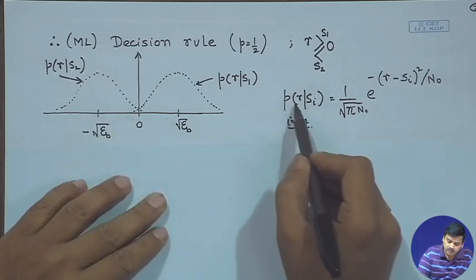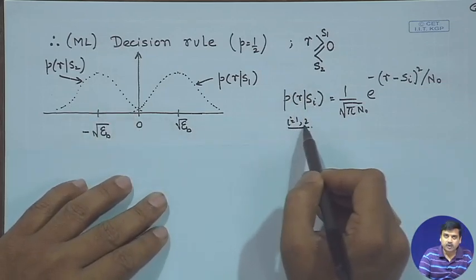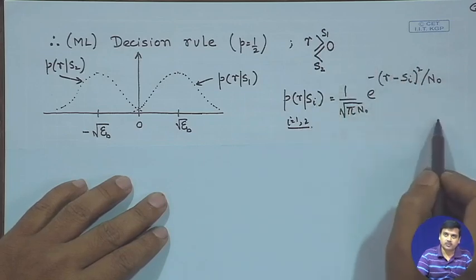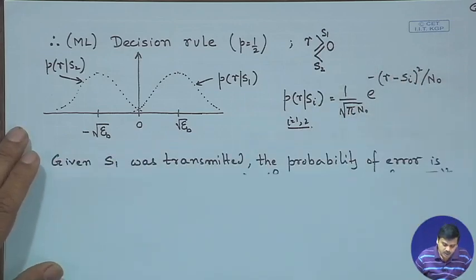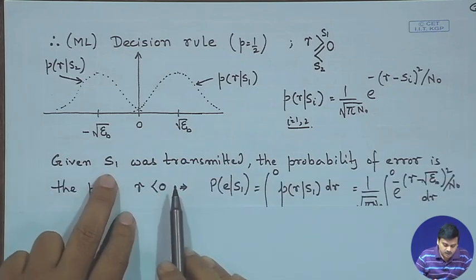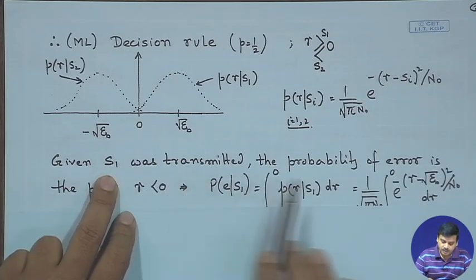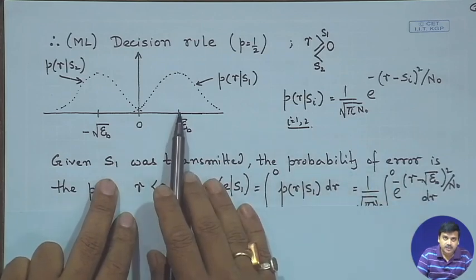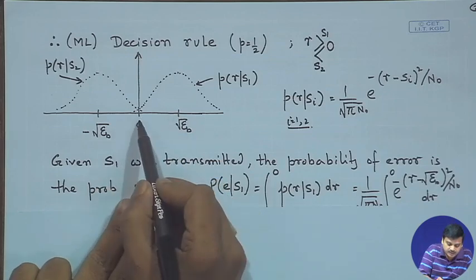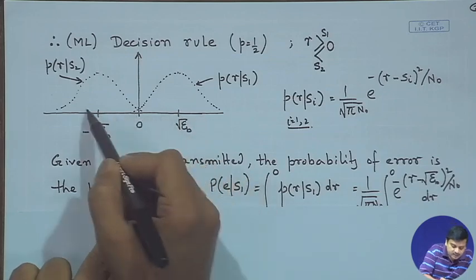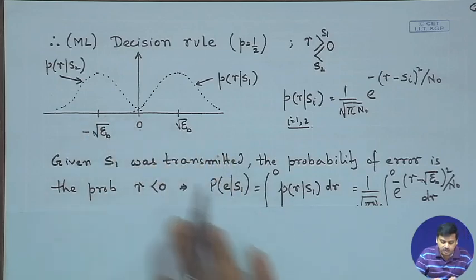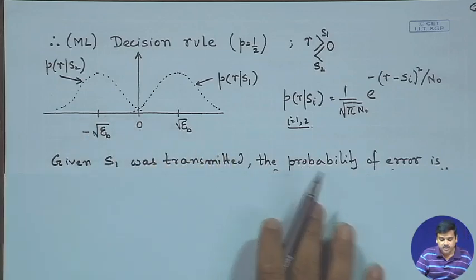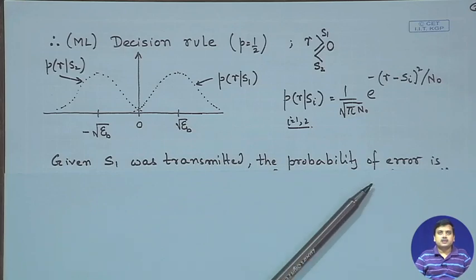So, that is how you have P of r given S_i, i being 1 or 2, denoted by this expression, which is well known to us. Now, given S1 was transmitted, the probability of error, that means the decision is a wrong decision, is the probability that the received vector r is not on this side, but on this side.